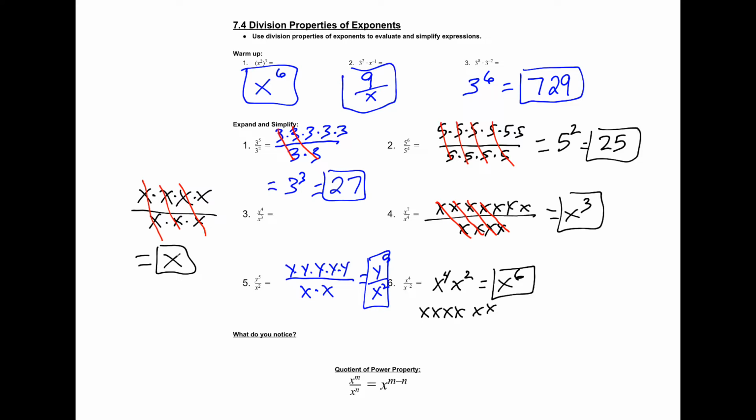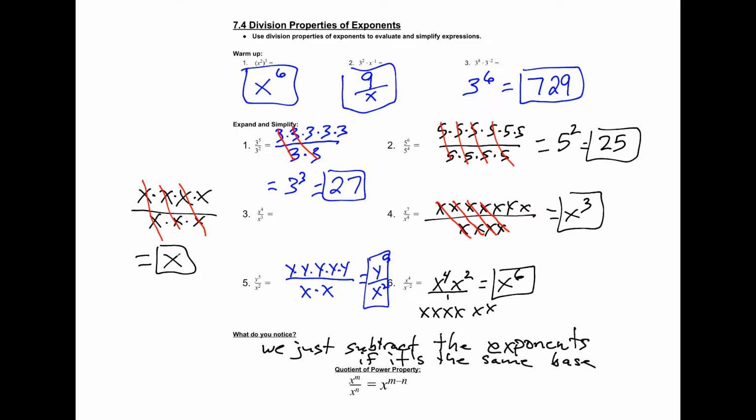Remember, negative exponent flips it to the top. So we're going to get x to the 4th, x squared over 1. Expanded form, you would see 1, 2, 3, 4, 5, 6 x's, so x to the 6th. So, what do you notice? Hopefully you notice we just subtract the exponents if it's the same base.